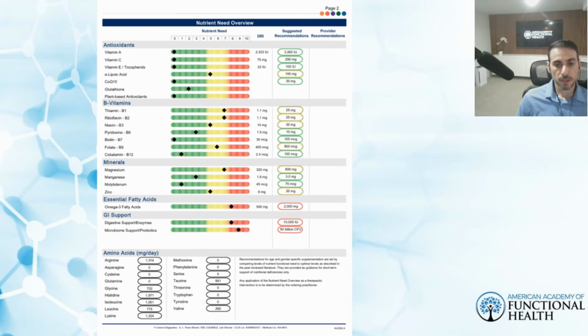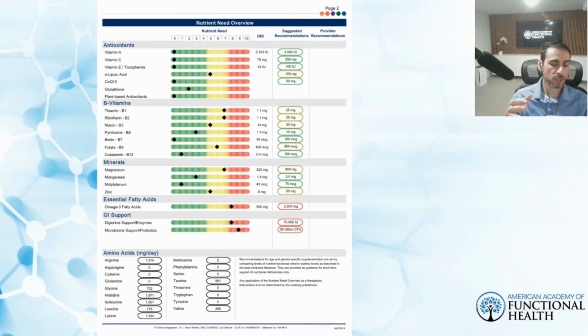And so you can see here, for example, there's the green reference range, and then there's also the yellow, which is higher need, and then there's the red, which indicates a much higher need for those.